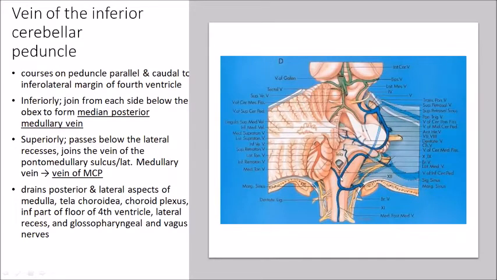It goes inferiorly and joins each side below the obex to form the median posterior medullary vein, and superiorly it passes below the lateral recesses and joins the vein of the pontomedullary sulcus, or it may join the lateral medullary vein and drain into the vein of the middle cerebellar peduncle. It drains the posterior and lateral aspects of the medulla, tela choroidea, choroid plexus, inferior part of the fourth ventricle floor, lateral recess, and glossopharyngeal and vagus nerves.